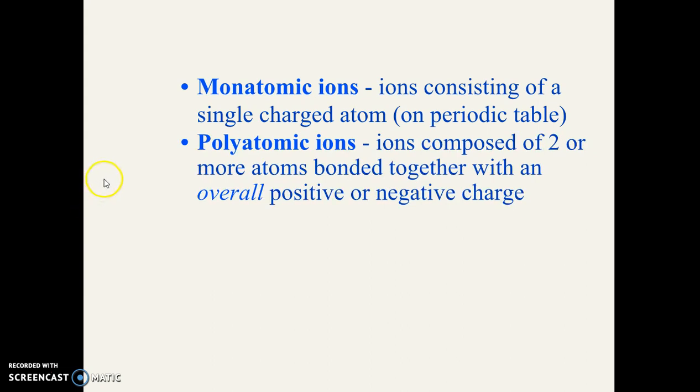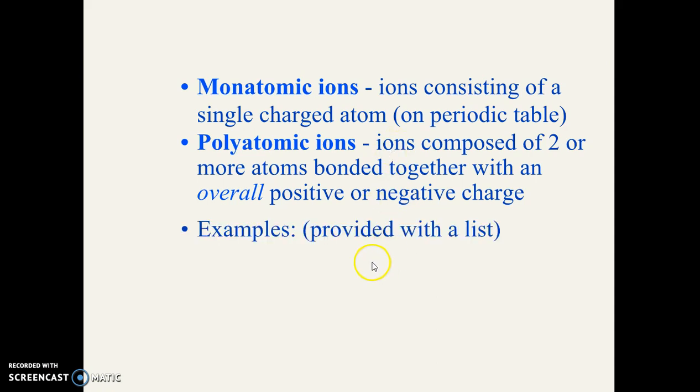Sometimes ions can be composed of 2 or more atoms bonded together with an overall positive or negative charge. So they're not a compound because they still have a charge. They're not balanced or happy, but they are an ion that can now work as one unit and bond to something else. So I've provided you with a list, but here's some examples.